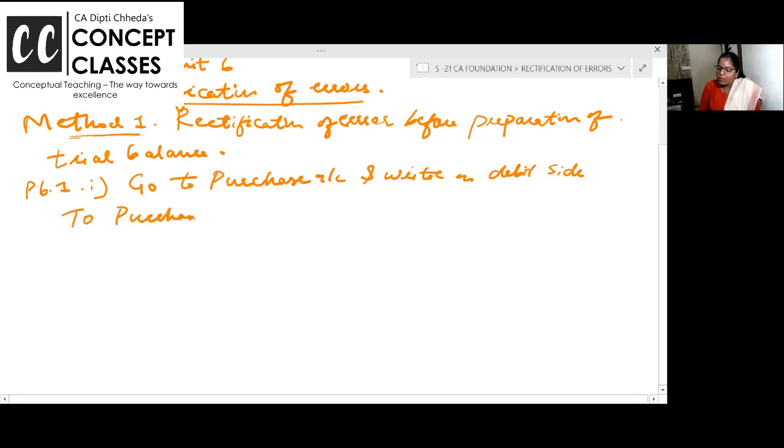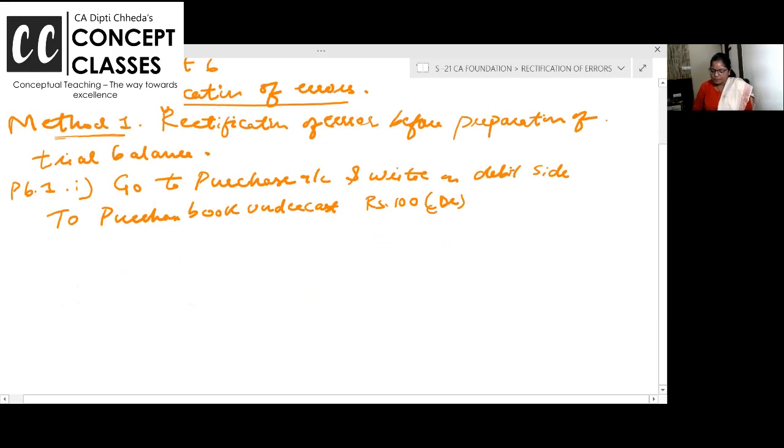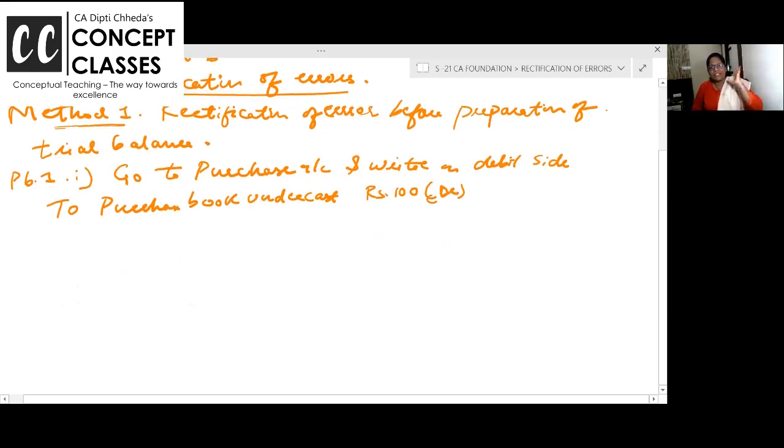Second, purchase book undercast, and by how much is it undercast? Debit rupees 100. See the presentation and please ask if you have any doubt. Go to the purchase account. The trial balance has not been prepared yet. You have done undercast, which means the total is less by 100. So you go and debit 100 and write on the debit side, to purchase book undercast. Nothing to do with the party accounts. It's credited properly.